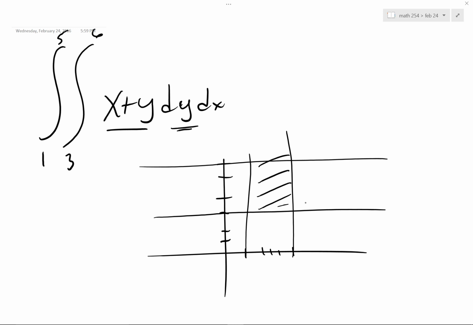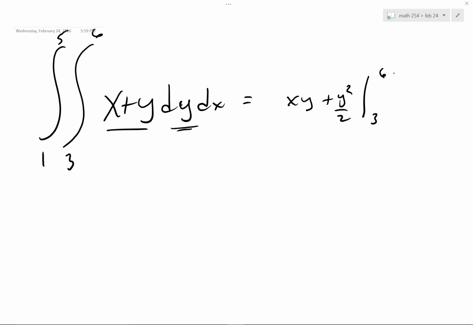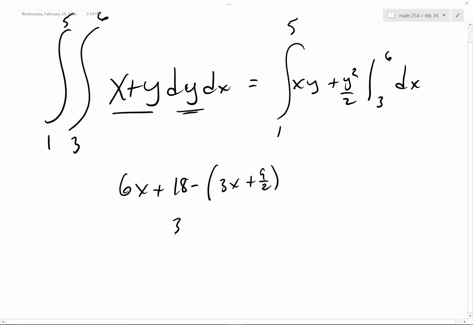So let's review here real quick. Last time we met about this stuff, we did the antiderivative, which of course with respect to y is going to be xy plus y squared over 2, from 3 to 6, dx, from 1 to 5. Now, if you plug in y equals 6, you're going to get 6x plus 18 minus 3x, and then minus 9 halves, I guess. Is that right? I think so. Good. And if you clean up your like terms here, you're going to end up with 3x plus 13 and a half, or 27 halves, if that makes you happier.